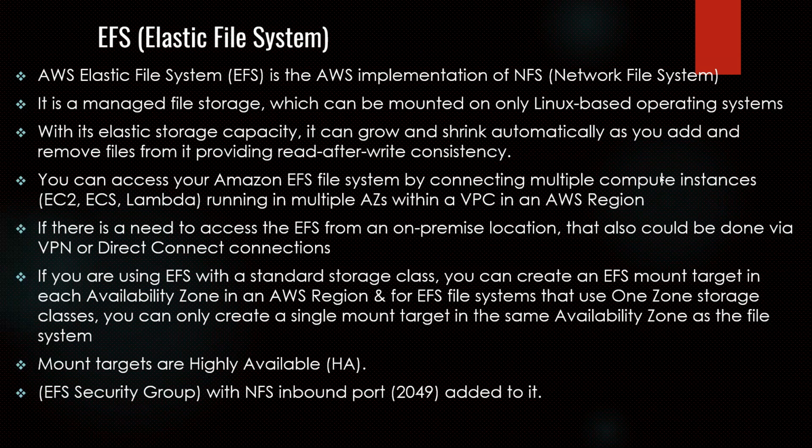When you create an Elastic File System, it gives you two types of storage classes. One is the Standard storage class. Second is Infrequent, or basically you can say One Zone. One Zone creates a redundant copy of your data in the same region, but in one availability zone. But when you are creating a Standard storage class, it creates copies of your data across all availability zones of that region.